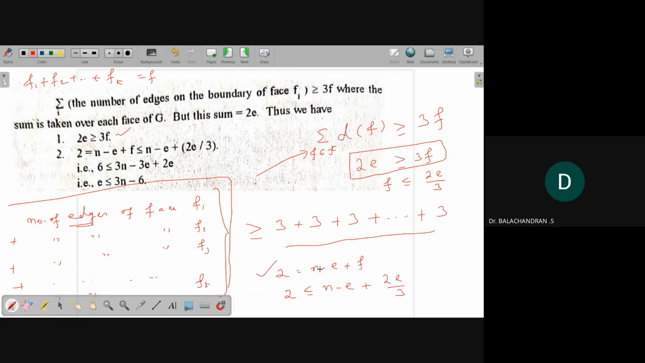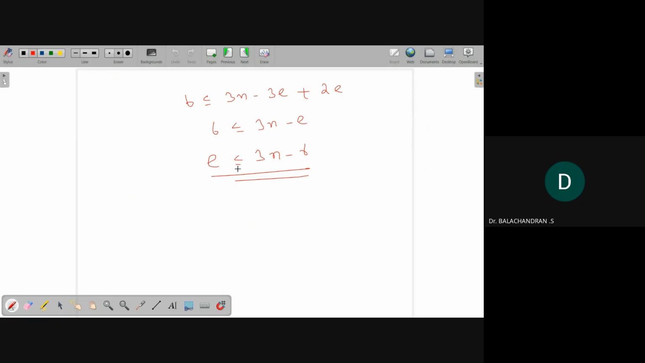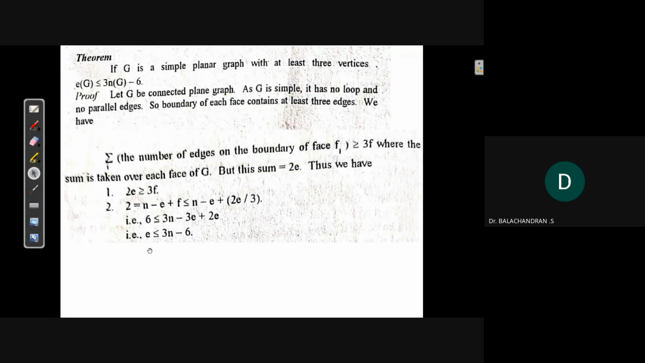And then I am going to use Euler's result. What is Euler's result? N minus E plus F equals 2. So 2 is less than or equal to N minus E plus, instead of F, I put 2E by 3. Then multiply throughout by 3 and simplify. You will get the required result: the number of edges E is less than or equal to 3n minus 6.